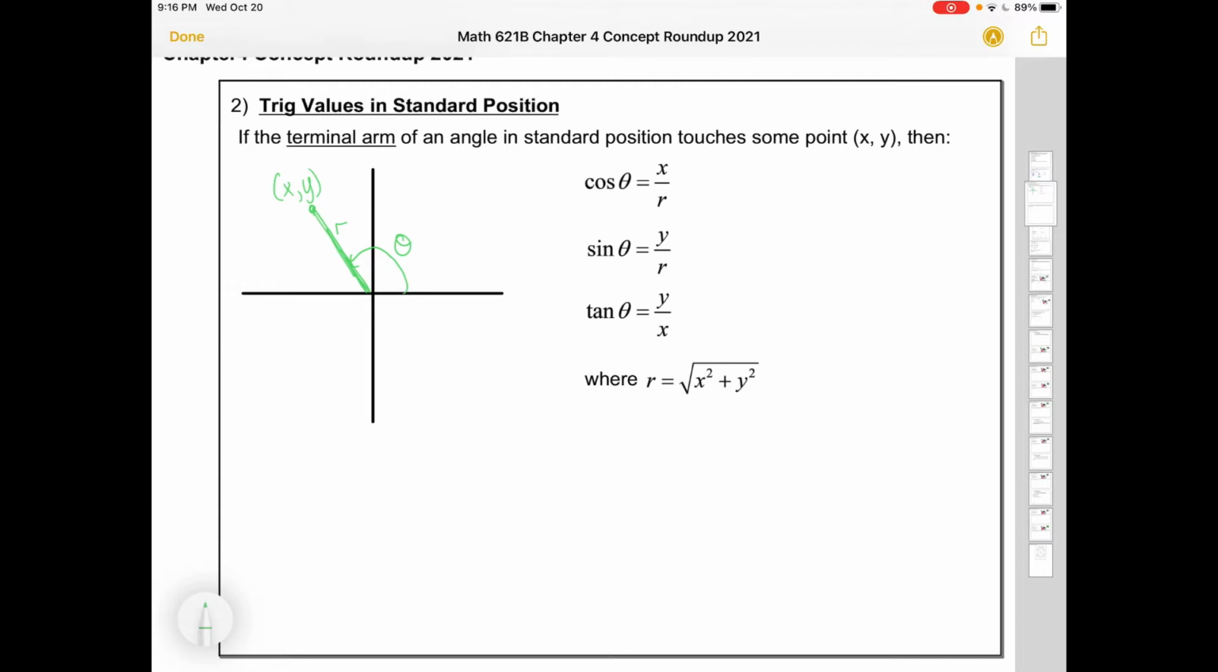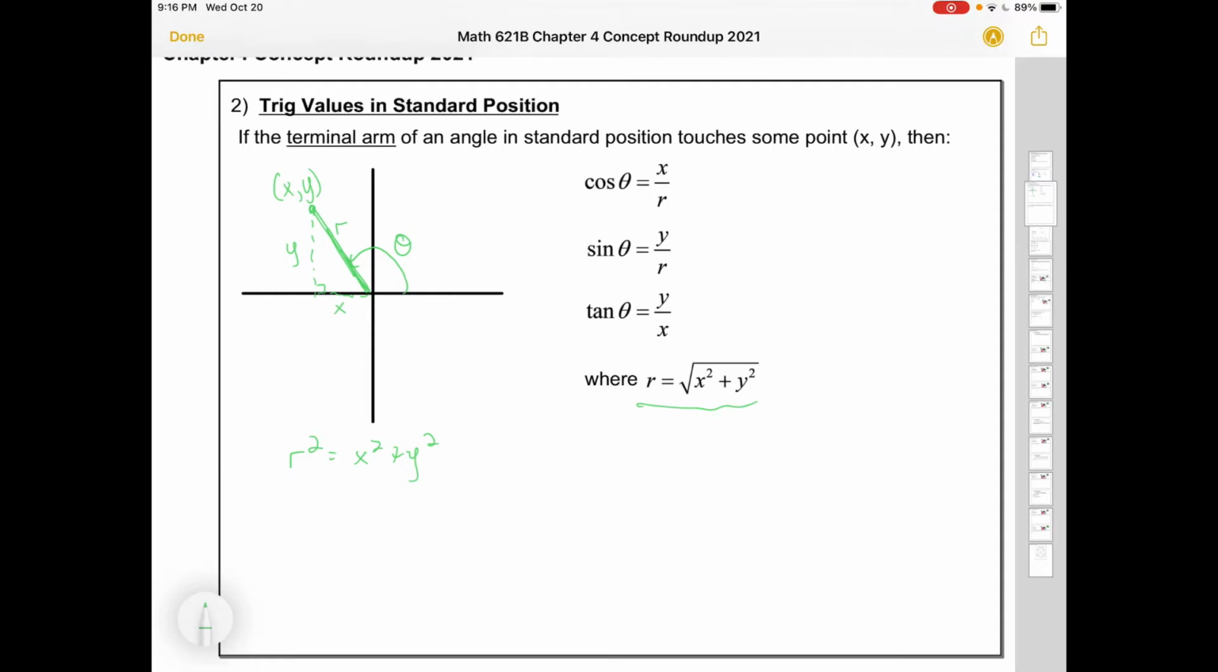Now you can also think of this as building a little right triangle. There really is Pythagorean stuff happening here. And that r, if we went with the Pythagorean theorem, the height of this would be y, the width would be x. r squared is x squared plus y squared, or r is the square root of x squared plus y squared.